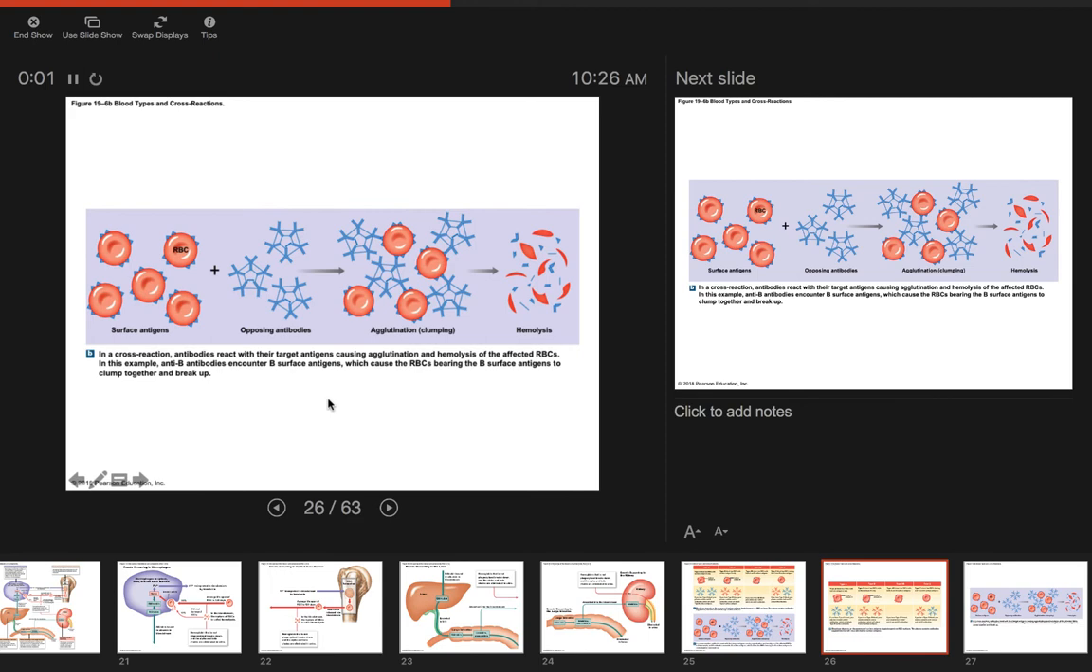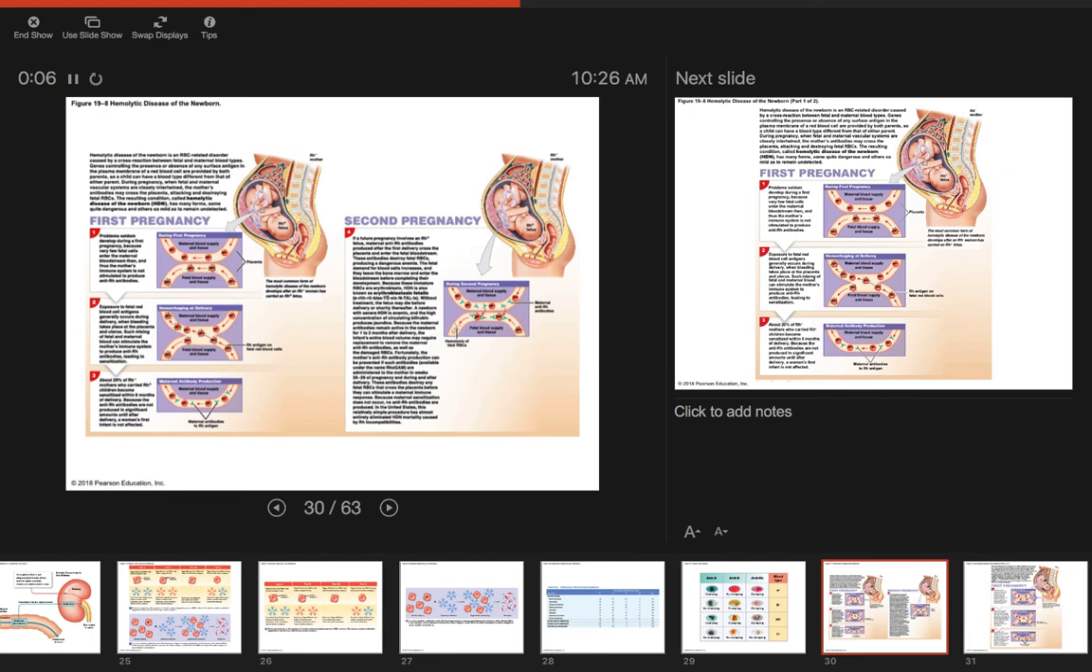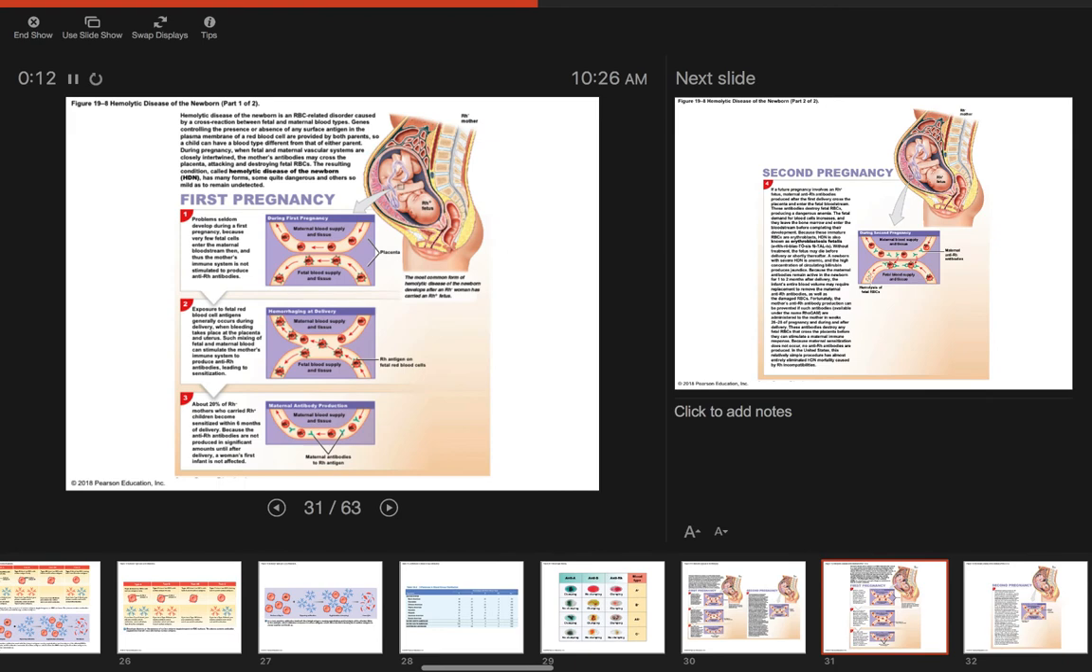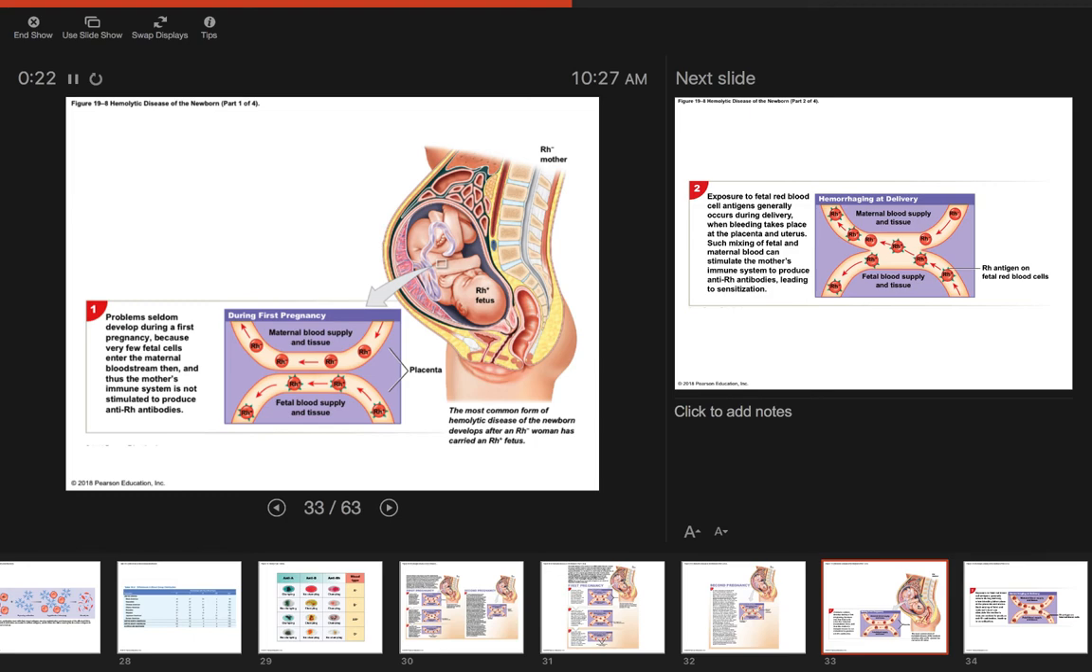Okay, I want to talk to you about a disease that deals with this cross-reaction that's called the hemolytic disease of the newborn. And so this is only going to occur when the mom is Rh negative and the baby's blood is Rh positive. This is going to happen because she's Rh negative. She doesn't have any antibodies until she comes in contact with the baby's Rh antigen.